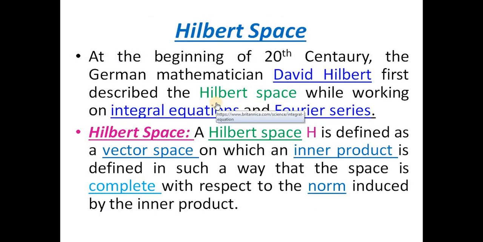Now Hilbert space. At the beginning of 20th century, the German mathematician David Hilbert first described the Hilbert space while working in the domain of integral equations and Fourier series. Hilbert space is denoted by H here, and it is defined as a vector space on which an inner product is defined in such a way that the space is complete with respect to the norm induced by inner product.